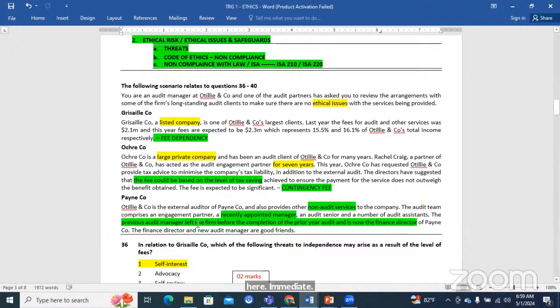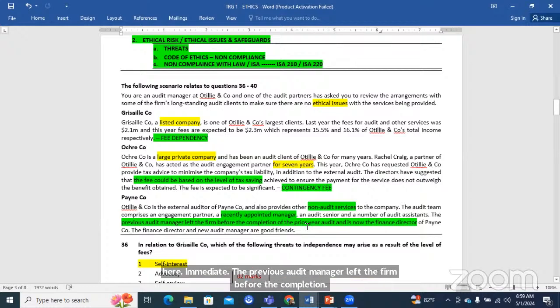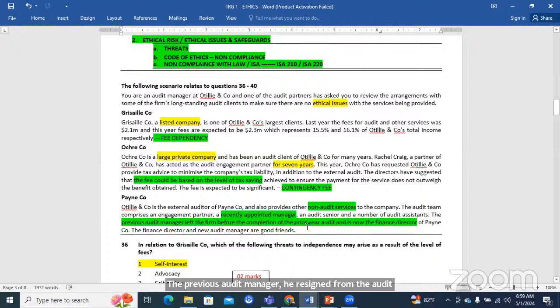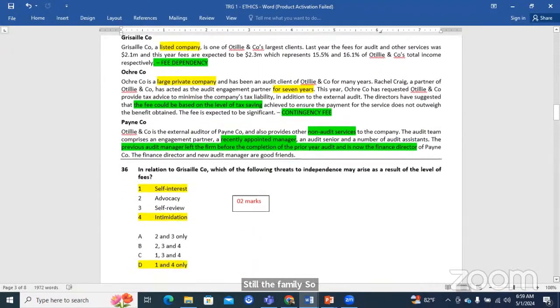The previous audit manager left the firm before the completion. The previous audit manager resigned from the audit firm. Now the problem is he joined the client as a finance director. You got my point? So the person who handled this audit is now finance director at the same client. The next problem is the finance director and new audit manager are friends. Still that familiarity risk is there. So all these cases are done. Now let's move to the question.